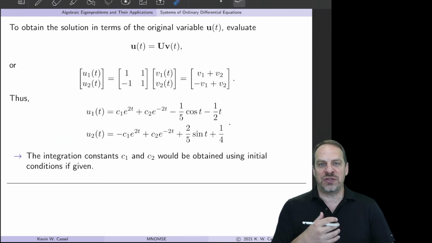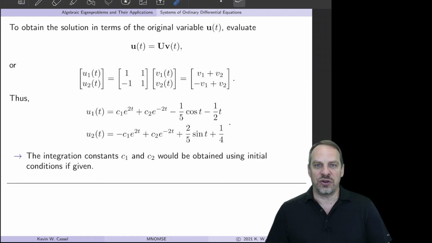So all that remains is to convert from the v variable with respect to which everything is uncoupled back to the u variable with respect to which things are coupled, the original variable that we used in our definition of the system. So to do that, we have u is equal to the modal matrix times v. We know what v is. We just solve for those. And we know the modal matrix u. Here it is.